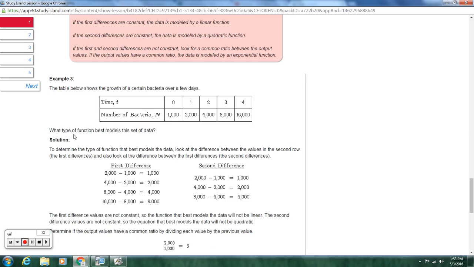Now it says which type of function best models this set of data. So they want to know, if we graph this, is it going to be linear, a straight line? Is it going to be a curve, a quadratic, or is it going to be an exponential? So if you had to guess, which one would it be? A line, a parabola, or an exponential, where it increases or decreases really fast? Which one? Linear, quadratic, or exponential?